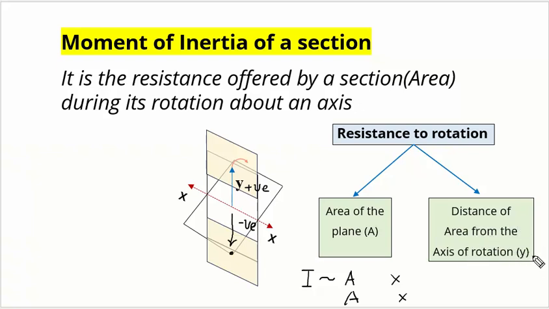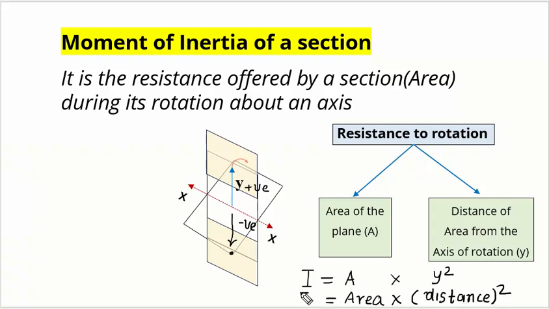Therefore, for the distance of area from the axis of rotation, we don't take y directly. Instead of that, we take y square. Whenever we take y square, friends, the negative effect of the area which is below the axis of rotation will be ruled out. So we will get only A into y square for both of the cases. That is why moment of inertia is simplified in this way: the moment of inertia is taken as the product of area and square of distance of area from the given axis of rotation.